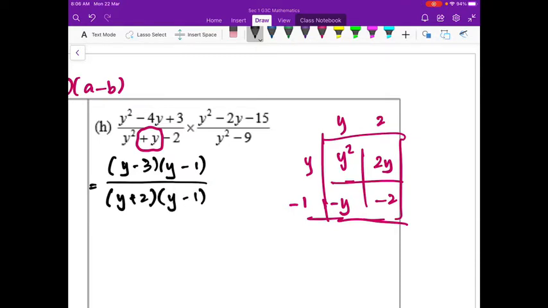And I'm super happy to see this. Right, we can cancel already, isn't it? We already can cancel these two factors. And now we've got the next fraction on the right.